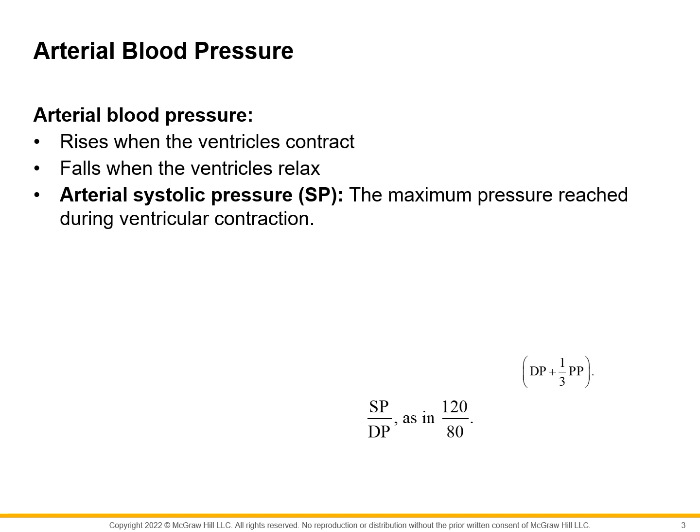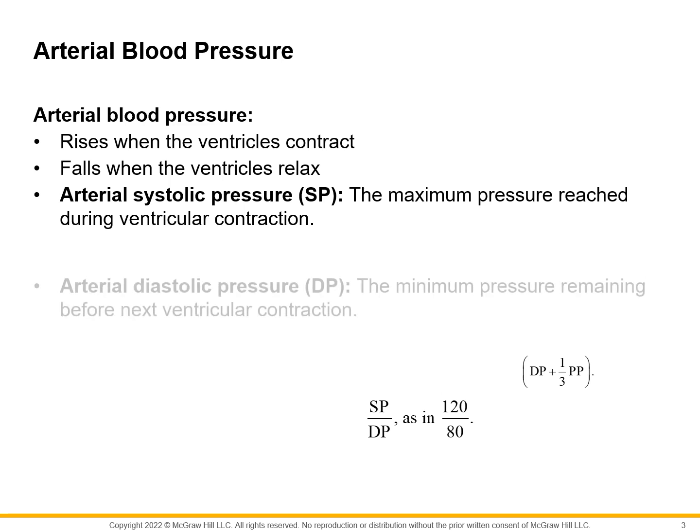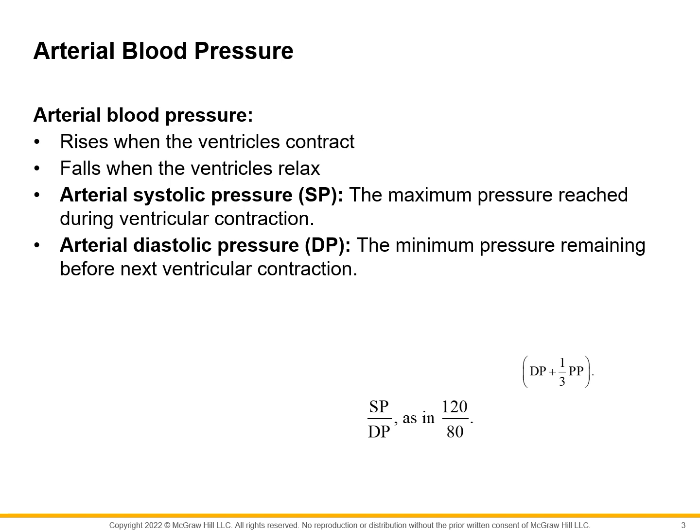Okay, so what do we mean by systolic pressure? Systolic arterial pressure. This is the maximum pressure reached during ventricular systole or contraction. Okay, and the diastolic pressure, this is the minimum pressure remaining before the next ventricular contraction. So in reality, we measure the pressure that is conducted from the ventricles of the heart. Okay, we measure it in the arteries because it is going to be transmitted into the arteries.